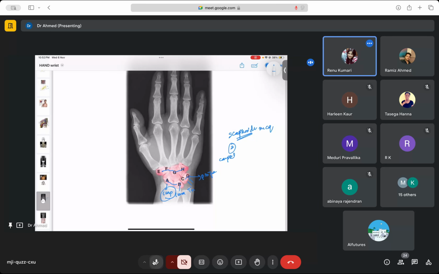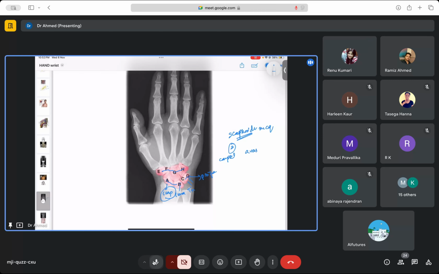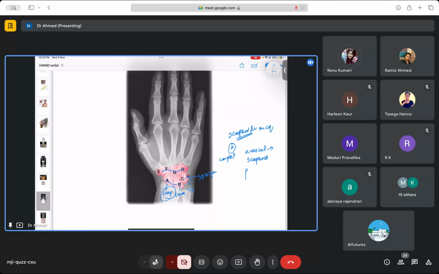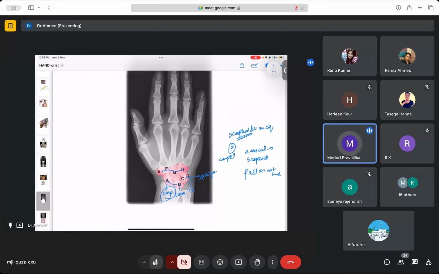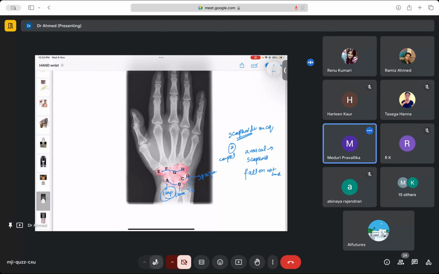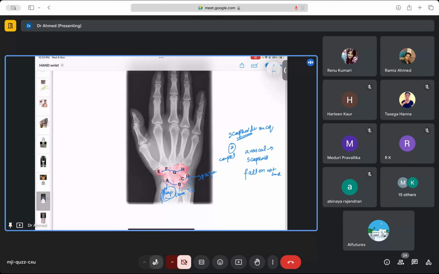Avascular necrosis. Yes, avascular necrosis can damage your scaphoid bone, like fall on outstretched hand. Perfect. That is fall on outstretched hand. Distal radial dislocation. Yes, distal radial. For example, if the distal radius is dislocated, they are in contact with the scaphoid, so you can have damage to the scaphoid bone, right?